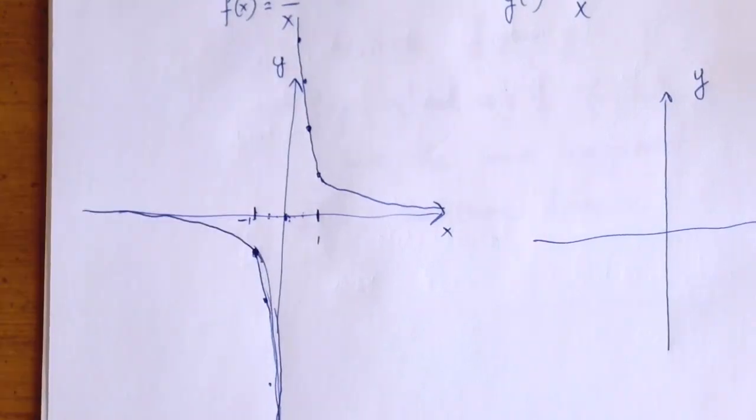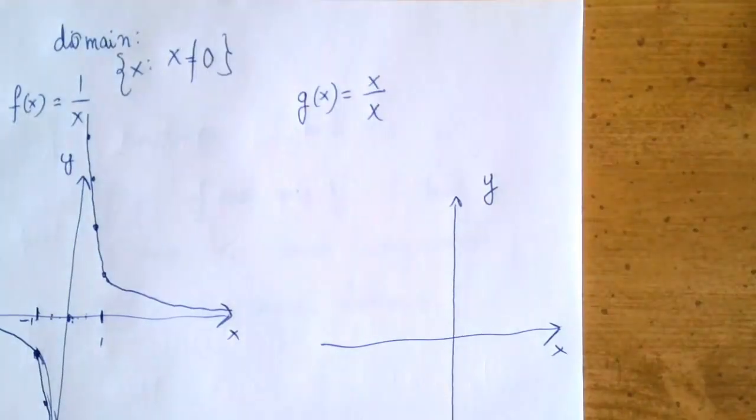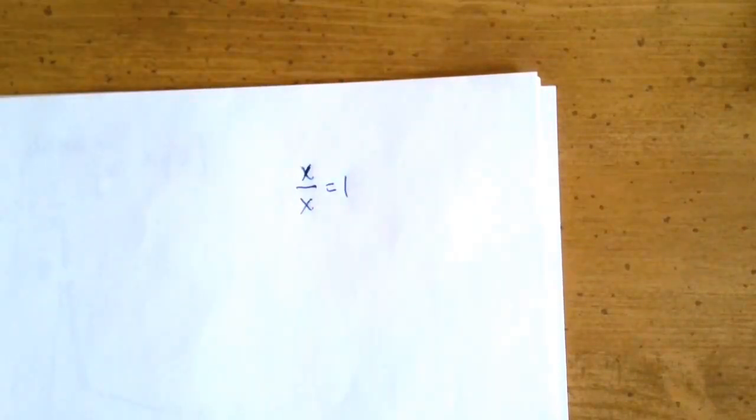Let us look at g of x equals x over x. Again, x cannot be 0. But what about a tiny number x? Well, as long as x is not 0, even if it's outrageously small, if you divide it by itself, you get 1. So we could just say, let's simplify this as 1. This is what my algebra teacher taught me.